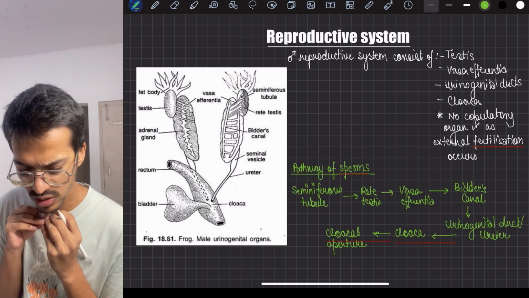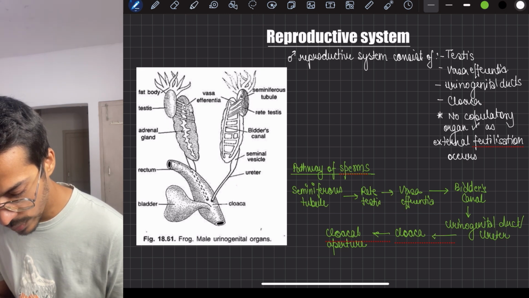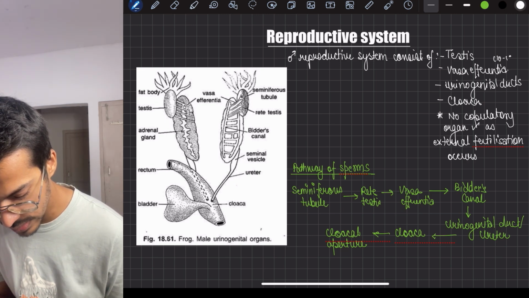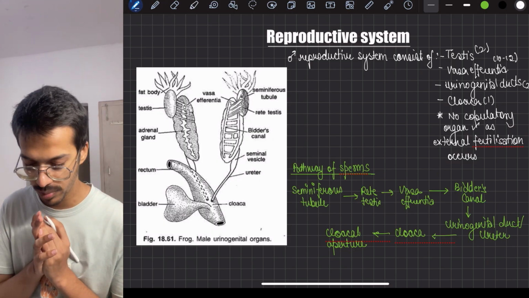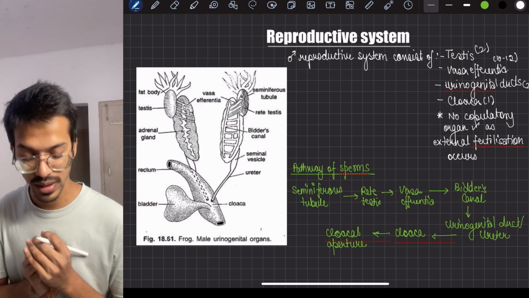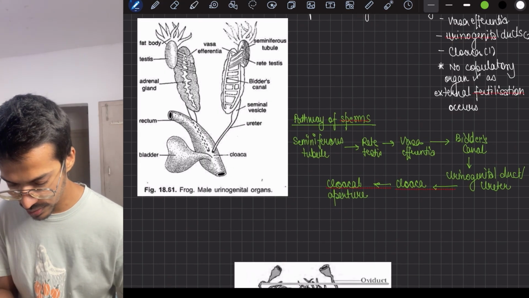That's it. I don't think there is more than this. One fact that can be written is that there are 10 to 12 vasa efferentia, 2 testes, 1 cloaca. This fact you have to remember. That's all about the reproductive system. Okay, moving on to the next thing, that is the female reproductive system.